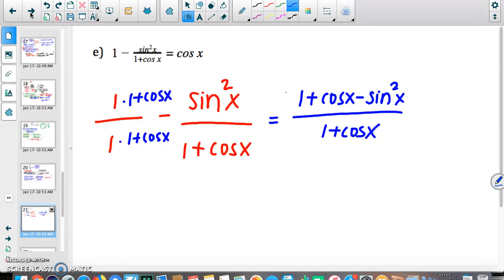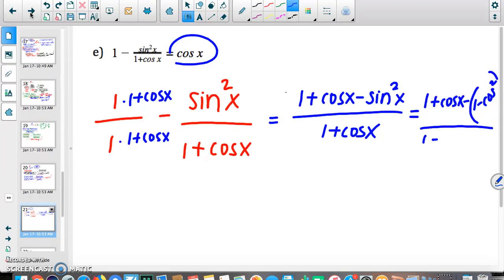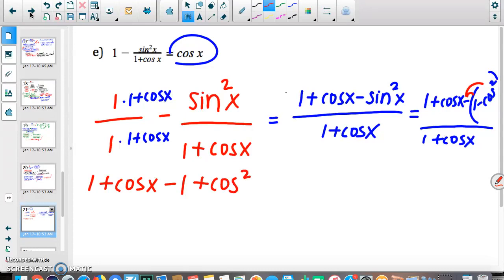And remember, we can't cancel out those 1 plus cosines because I have subtraction and addition. I don't have multiplication. But I'd like to cancel out the sine squared because my answer is cosine. So let's rewrite this as 1 plus cosine, oops, I'm running out of room, minus parenthesis 1 minus cosine squared. Notice my parentheses because, again, that negative is going to distribute. So I will get 1 plus cosine minus 1 plus cosine squared.